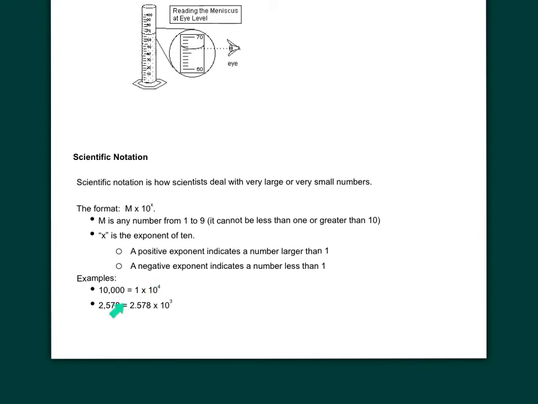Now on this one, the decimal is there, but to put it in scientific notation, we go 1, 2, 3 slots over. We have to put it right after that 2. So it would be 2.578 times 10 to the 3rd.